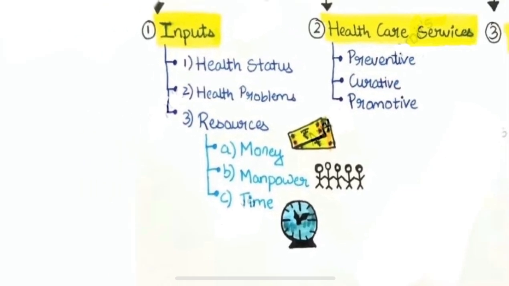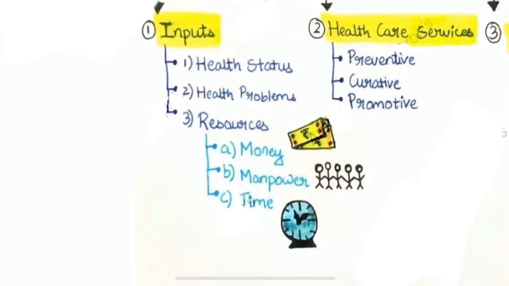You can see here, input. Input is nothing but the health status or the health problem of the community. Input is the problem. What is the problem? The health status, the health problems of that community, the health demands of that community. And then it also includes the resources. We see that resources are always limited to meet the many health needs. Therefore, it is also one sort of a problem, right?